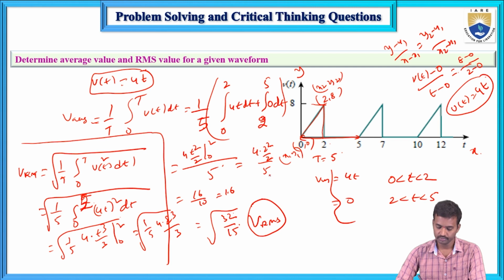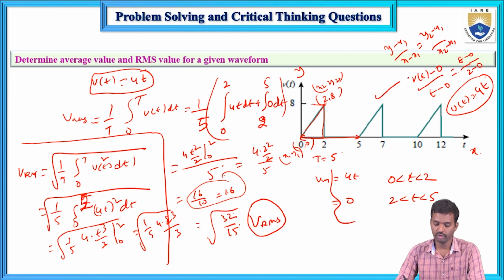So now here, 1.6 is the V average value for this waveform.